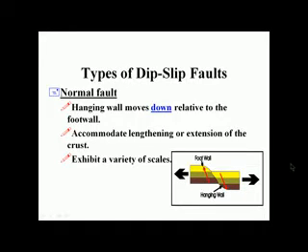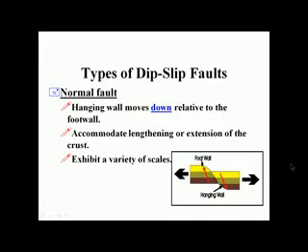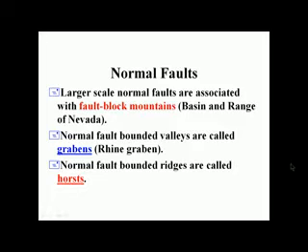Types of dip slip faults. Normal faults: the hanging wall moves down relative to the footwall. Larger scale normal faults are associated with fault block mountains, the Basin and Range of Nevada, for example. Normal fault bounded valleys are called grabens. Normal fault bounded ridges are called horsts.